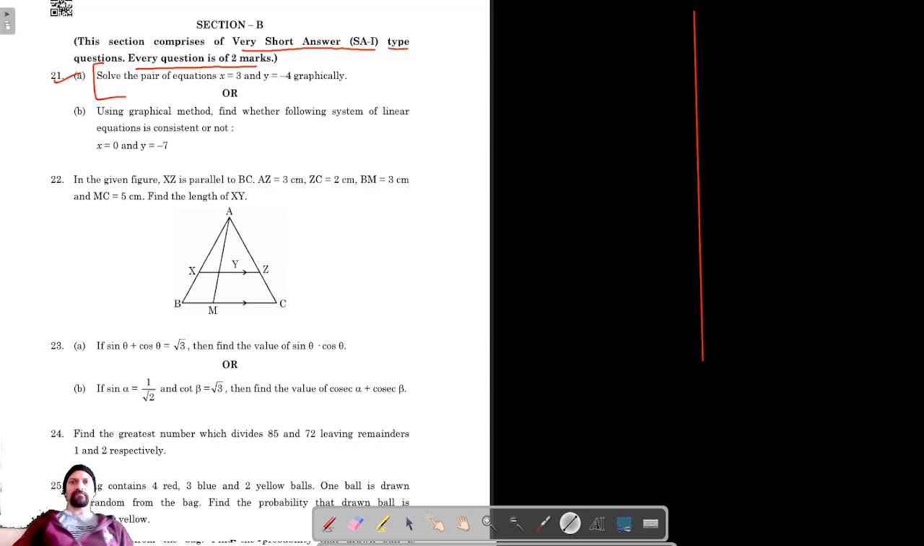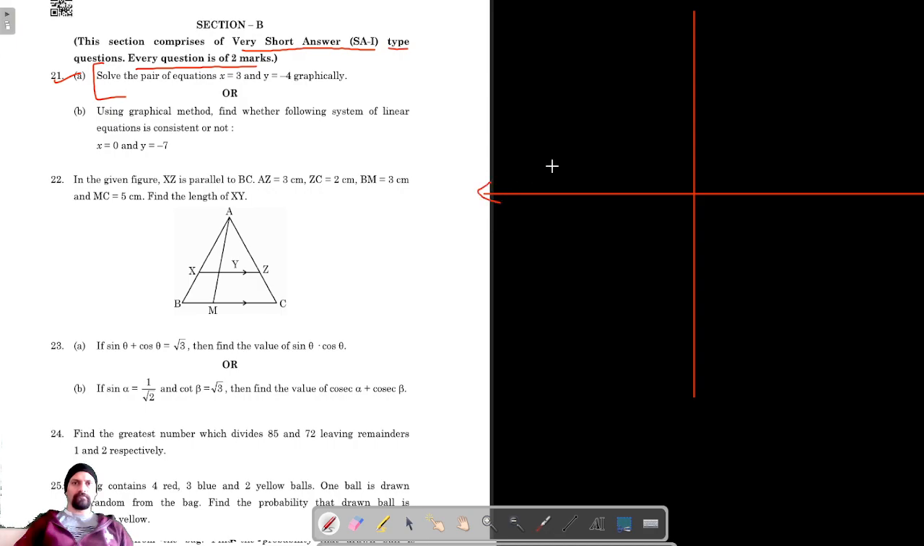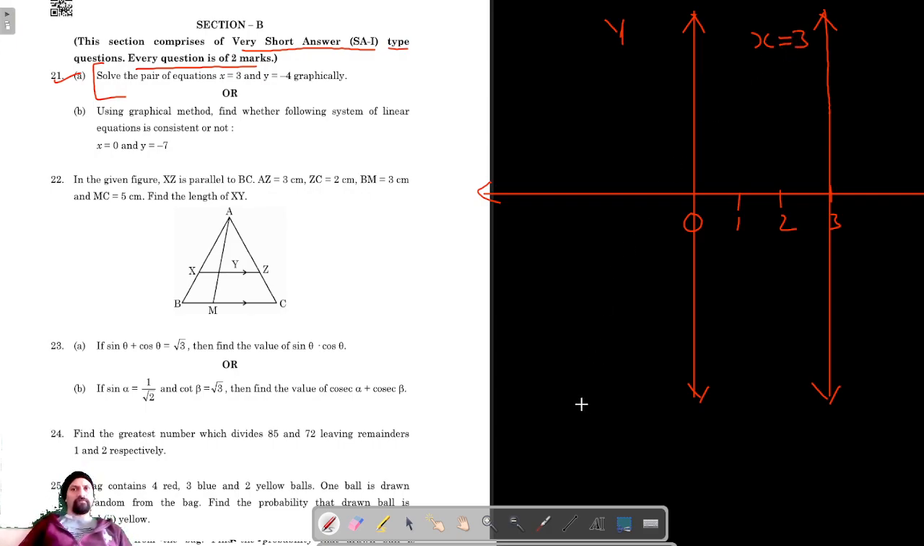So let's sketch its graph, and let's say this is a plane with x and y axis. This is x axis, this is y. Now x is equal to 3 is a line which is parallel to y-axis. So this is x is equal to 3. Okay, x is equal to 3.